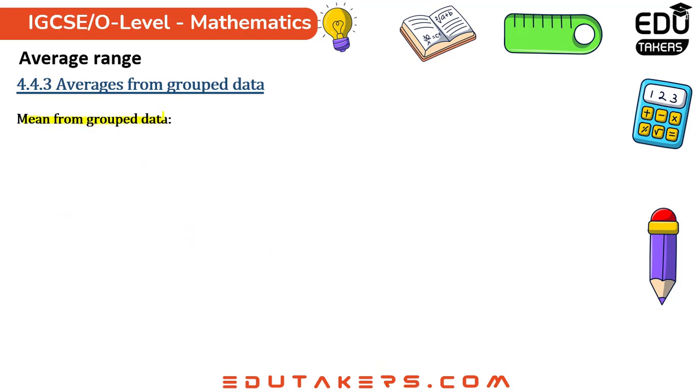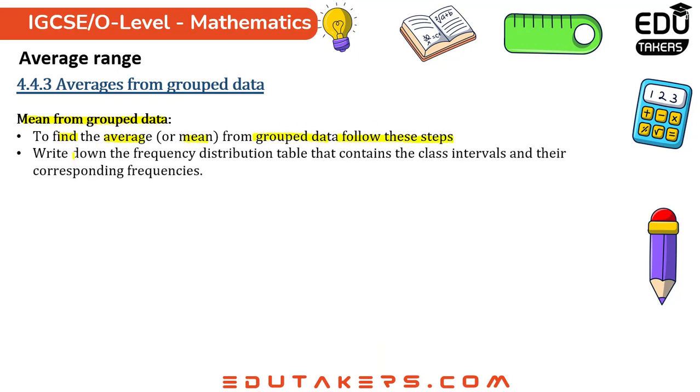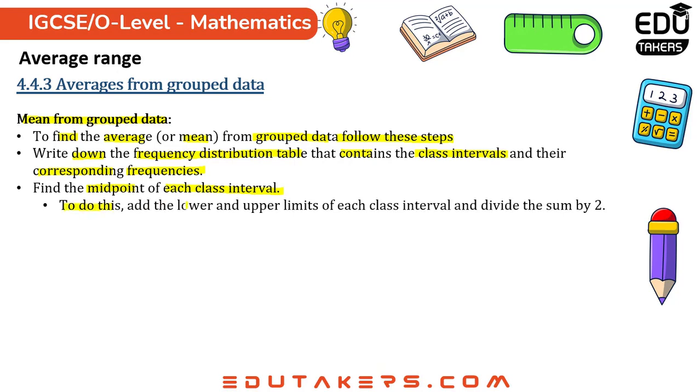Mean from grouped data. To find the average or mean from grouped data, follow these steps. Step 1: Write down the frequency distribution table that contains the class intervals and their corresponding frequencies. Step 2: Find the midpoint of each class interval. To do this, add the lower and upper limits of each class interval and divide the sum by 2. The formula is: midpoint equals (lower limit plus upper limit) over 2.